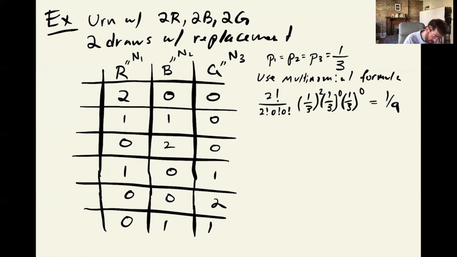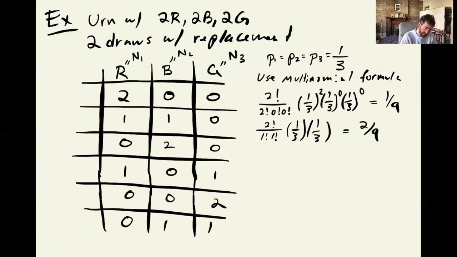What about these other ones? So here I've got 2 factorial, 1 factorial, 1 factorial, times 1/3 times 1/3. So it's a little more interesting because I've got 2/9 here as the possibilities, and of course this one's going to be a 9th just by similar reasoning here. This one's going to be 2/9, 1/9, 2/9.